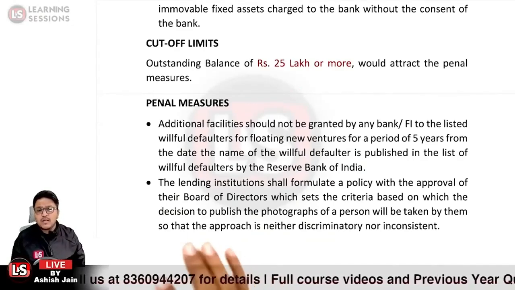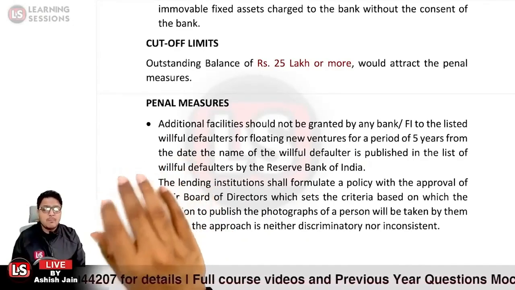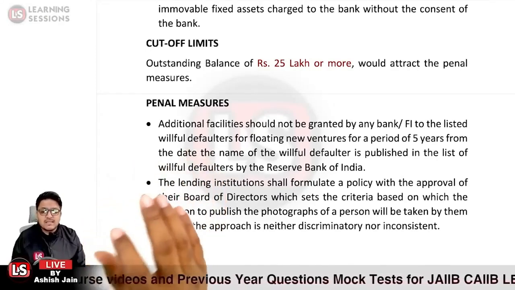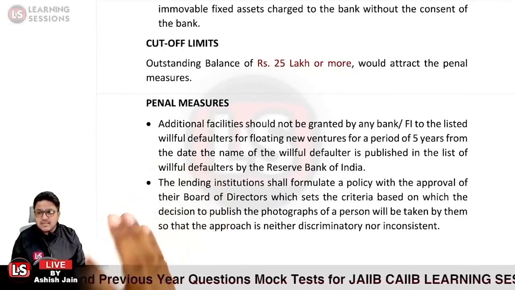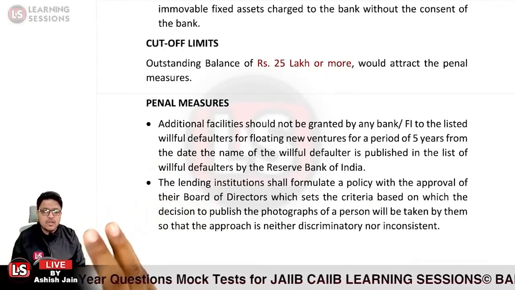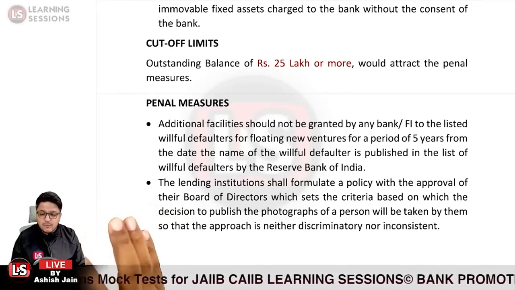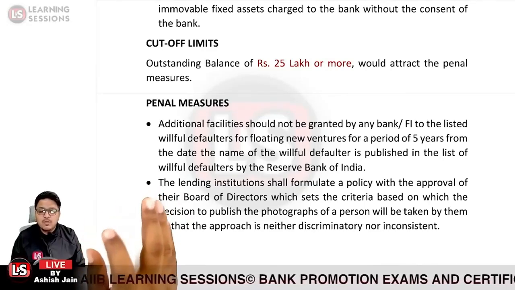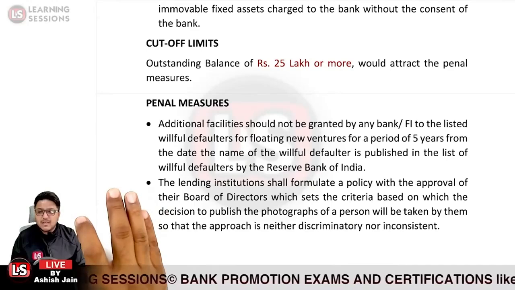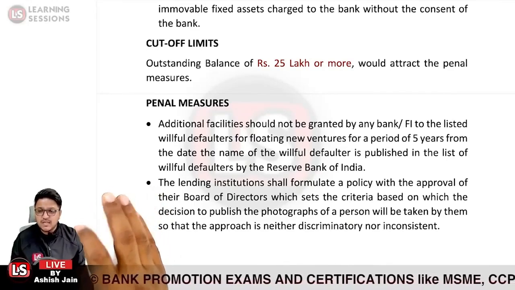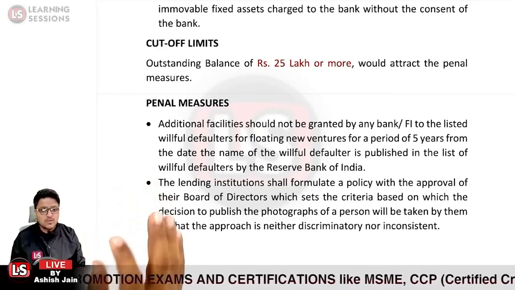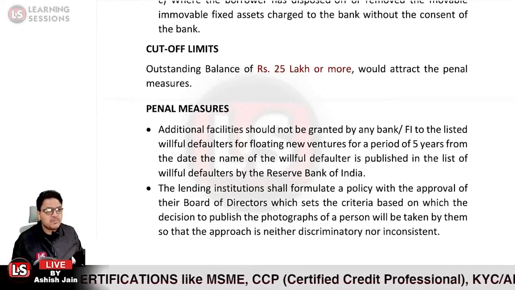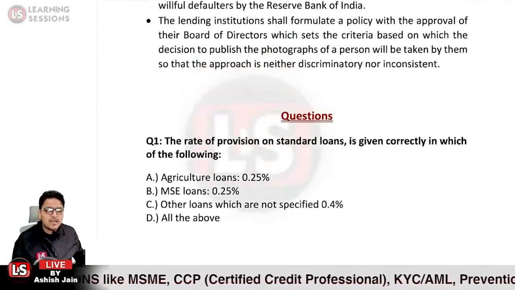And second, the lending institutions shall formulate a policy with the approval of the board of directors, and they can set criteria by virtue of which they can decide to publish the photographs of the willful defaulters on their website, and further publish the photos in their branches with the permission of the board of directors. But there should not be any discrimination. It should not be the case that you do not publish the photos of your near and dear ones and publish the photographs of others. So there should be no discrimination and no inconsistency. Is that clear? That is the theory part. Now let us have a look at the questions based upon it.